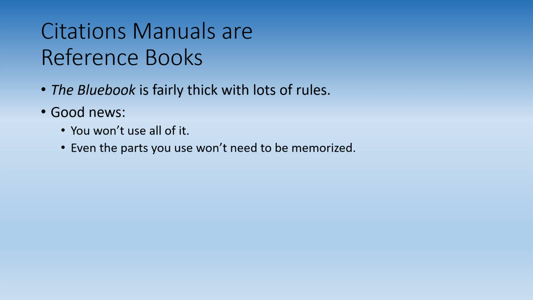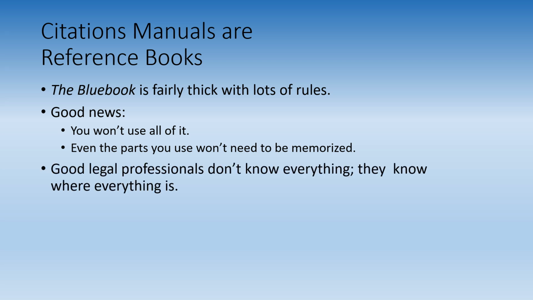So citation manuals like the Bluebook or the ALWD or the Maroon Book, they're reference books like a dictionary or an encyclopedia. And so the Bluebook is fairly thick. It's got a lot of rules in it, but the good news is that you're not going to use all of the Bluebook all the time, and even the parts that you use, you won't need to memorize.